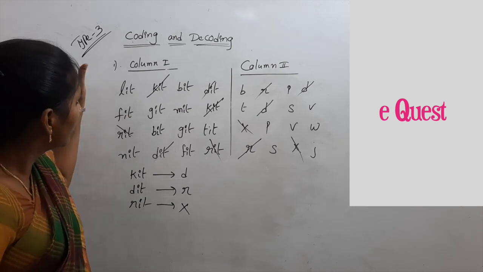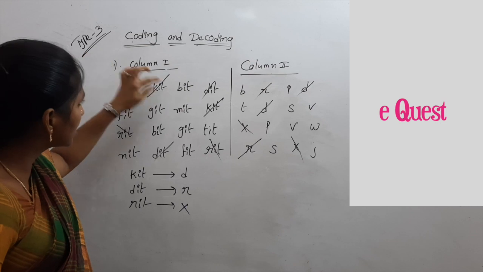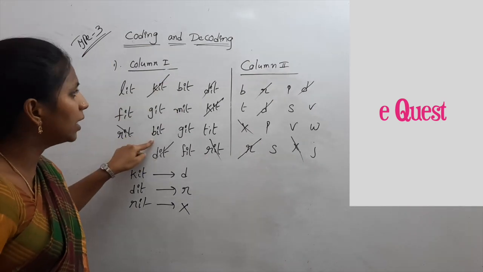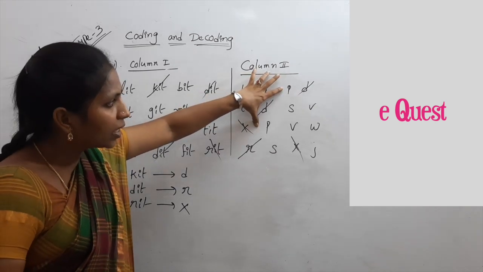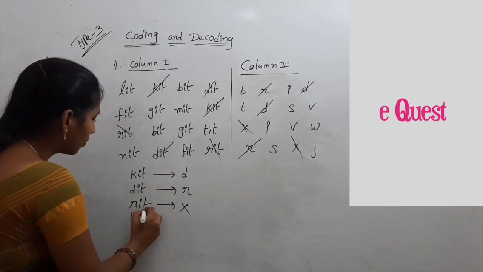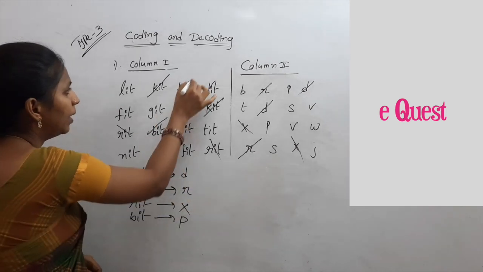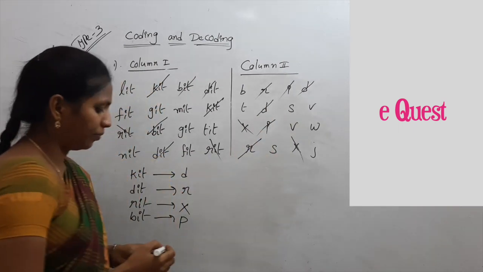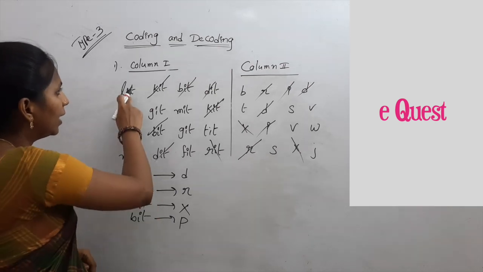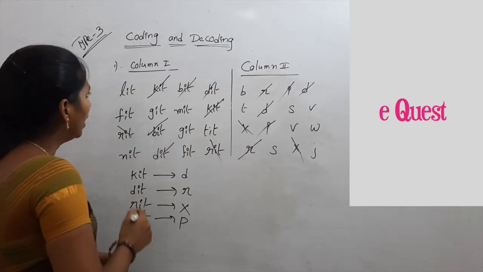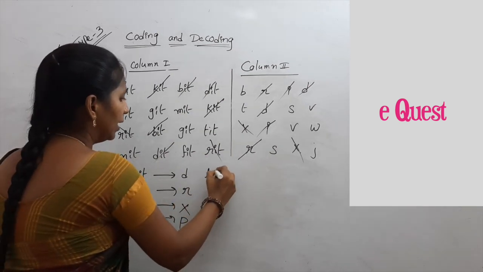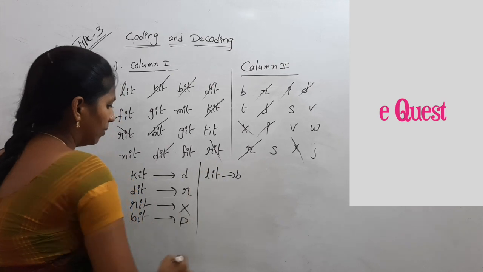Next, find out bit. See here, bit, again here bit. First and third lines. Observe here, P is common in these two lines. So the code for bit is P. Bit, bit and P, P. It is not present in other lines. So for lit, the remaining code is B. Lit's corresponding code is B.